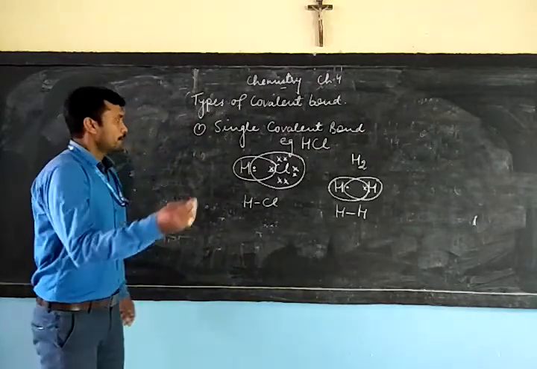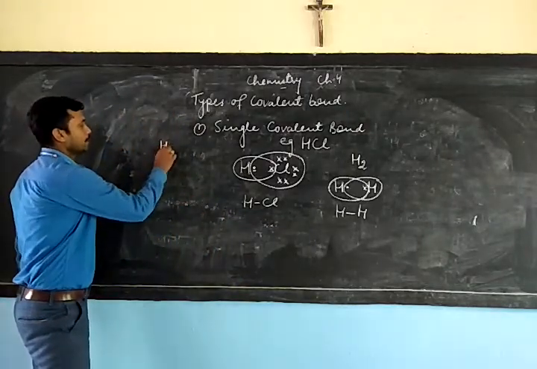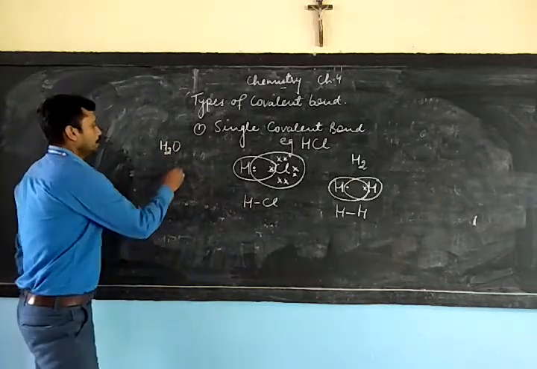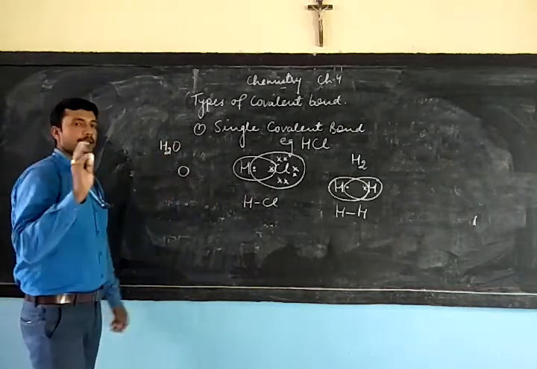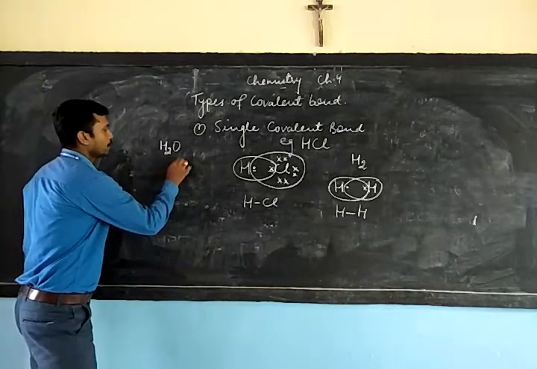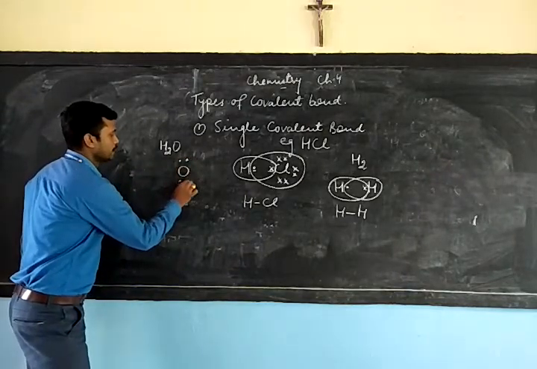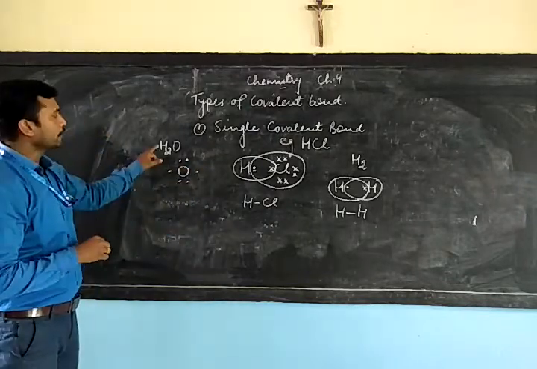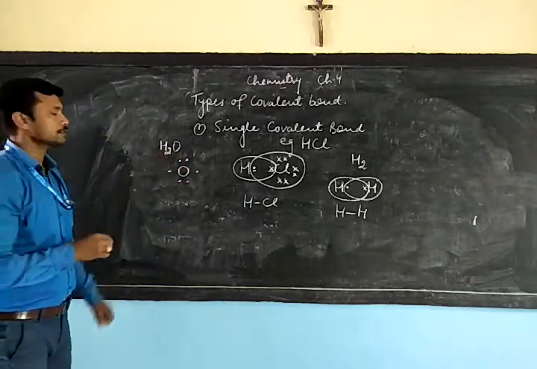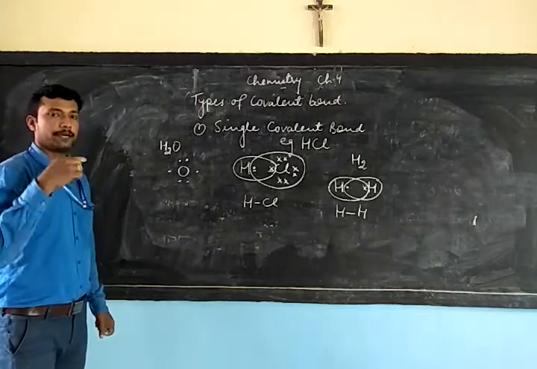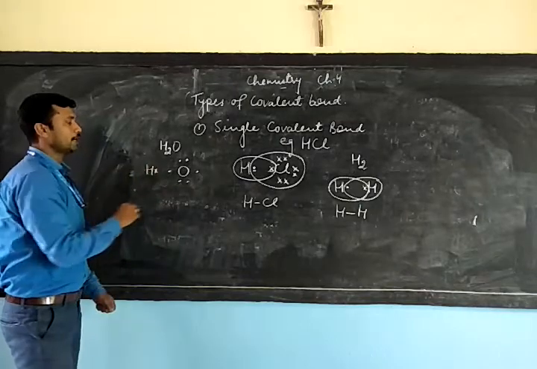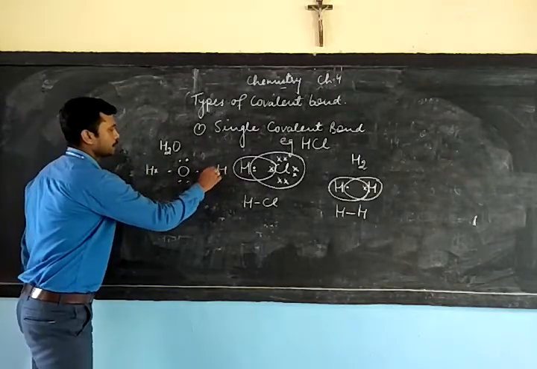So we'll see once again one more example, water, H2O. Oxygen has 6 valence electrons. We are going to put 6 electrons around the oxygen atom this way. And you can see there are 2 hydrogen atoms. Each hydrogen atom has 1 valence electron. We are going to write 1 electron for each hydrogen atom.